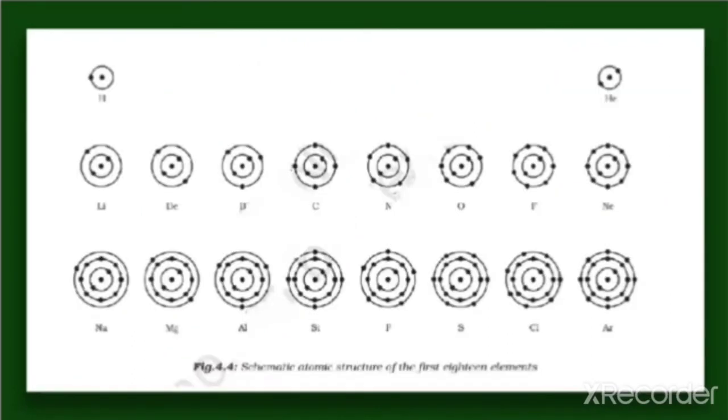In the textbook, the atomic structures for the first 18 elements are shown. So all of you practice these structures from 1 to 18 in the notebook. Without looking into the textbook, you can easily make them once you have learned the points which we have discussed here. So that is the electronic distribution in an atom.